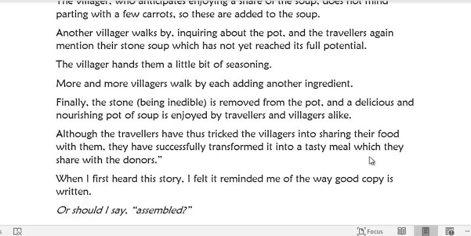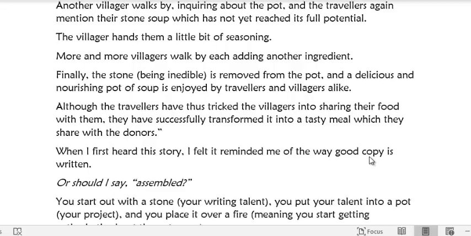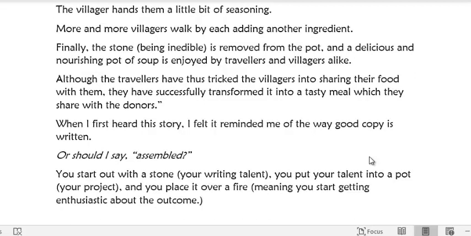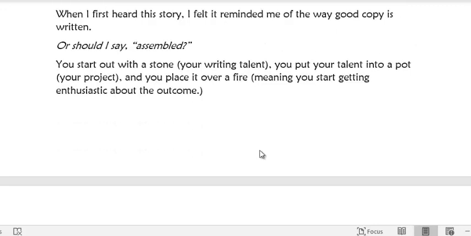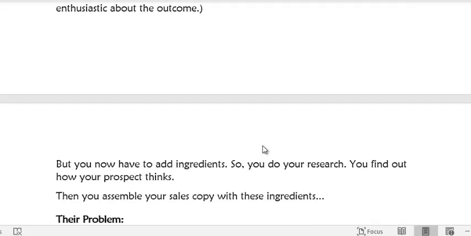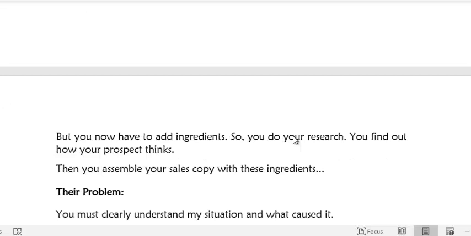Now, when I first heard this story, I felt it reminded me of the way good copy is written, or should I say, assembled. You start out with a stone, which is your writing talent, and you put that talent into a pot, which is your project, and you place it over a fire, meaning you're starting to get enthusiastic about the outcome. But you now have to add ingredients, so you do your research, and as you've seen from Barry's research remedies in modules 1 and 2, you find out how your prospect thinks, and then you assemble your sales copy with these ingredients: their problem.